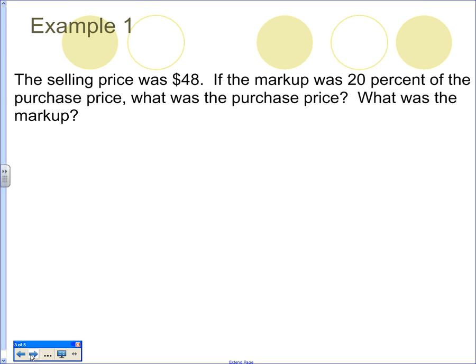Okay. So selling price was 48. The markup was 20% of the purchase price. What was the purchase price? What was the markup?